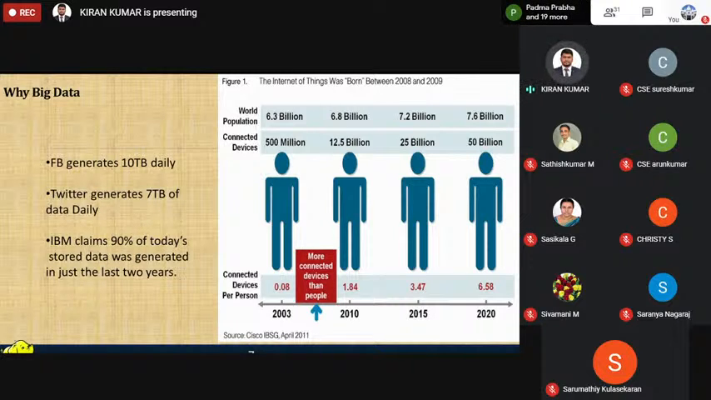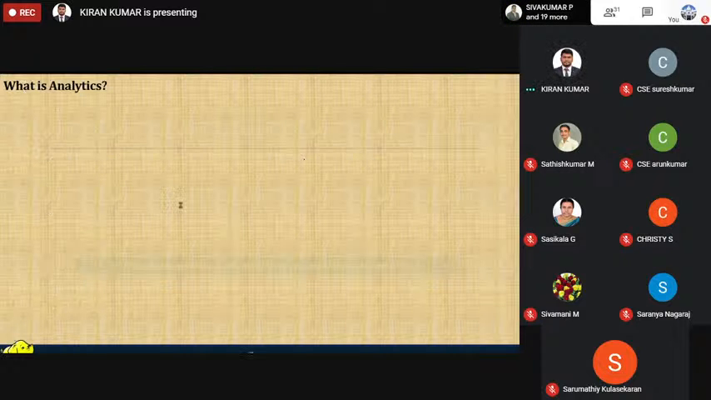Here, IBM and most of the industries claim that 90% of the data that exists was generated in just the last few years, the last 5 or 6 years or even 3 years. So this is what the industries are speaking about when they talk about big data.